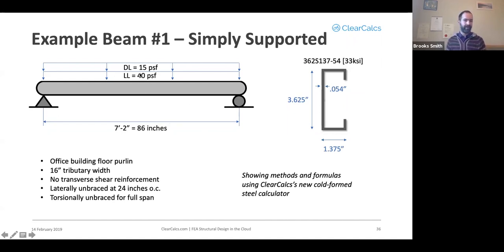So we're going to assume a simply supported beam in an office building with a dead load of 15 PSF, live load of 40 PSF, 7 feet 2 inches long, that's 86 inches. We're going to assume a 16-inch on-center spacing for our purlins, so 16-inch tributary width. We'll assume no transverse shear reinforcement for now, and assume that we have lateral bracing at 24 inches on center, and no additional torsional bracing.